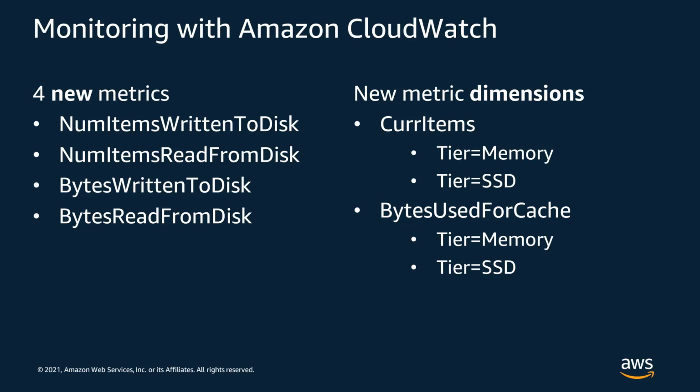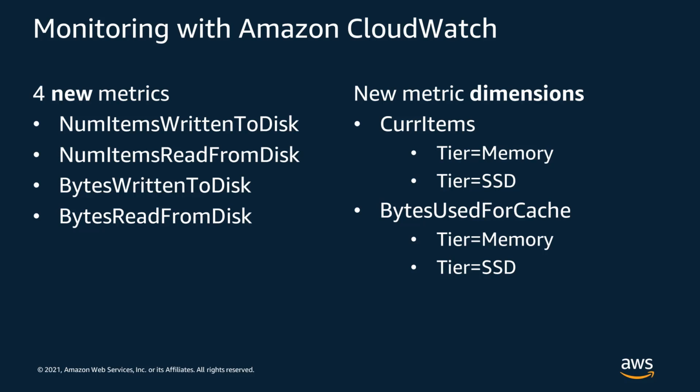We also added a new metric dimension called tier to 2 pre-existing metrics: current items, which tells you how many items are in your cluster, and bytes used for cache, which tells you the size of data consumed in the cluster. Now, this tier metric dimension is completely optional. If you don't specify it, simply query the metric, like, for example, current items.